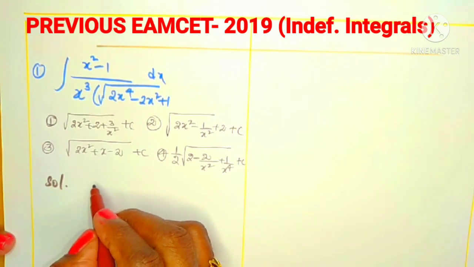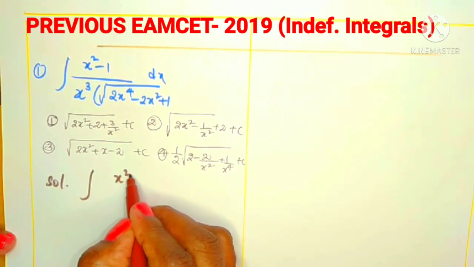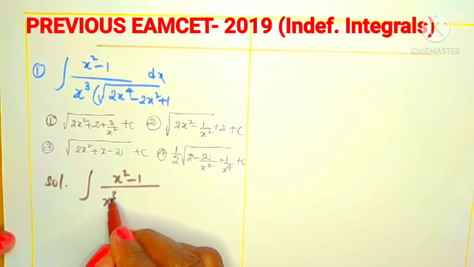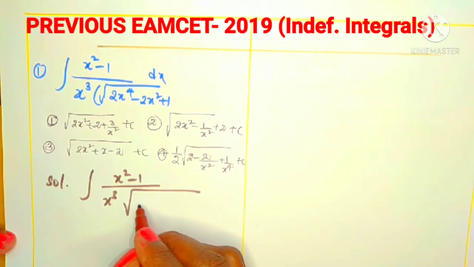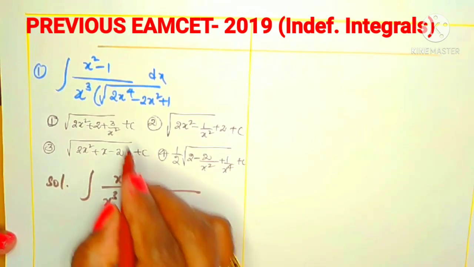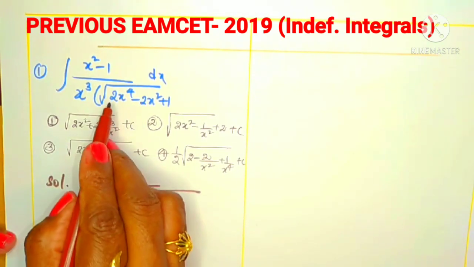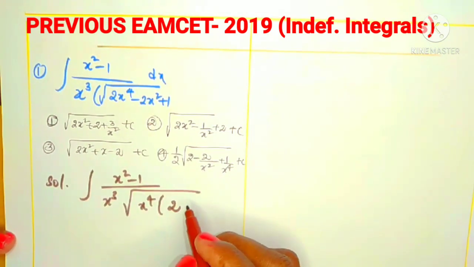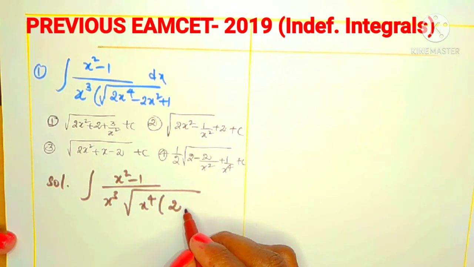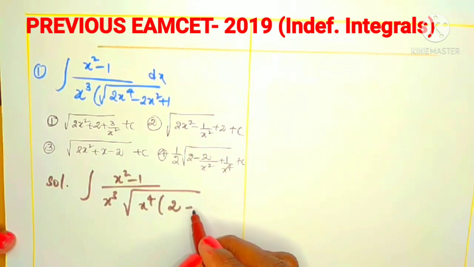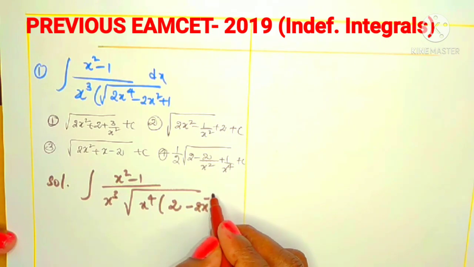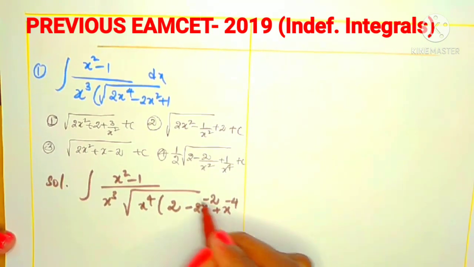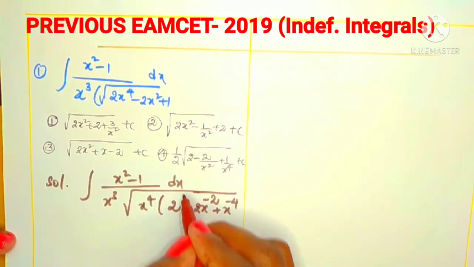For this solution, I'm simplifying. The numerator is x square minus 1, and the denominator is x cube. What I said, we can take x power 4 as common. So here what is left over? 2. By taking x power 4 as common, here 2 is left over. But here x square is there. X square by x power 4 becomes x power minus 2. Minus 2 already is there, so the power of x is minus 2. And plus 1, there is no x power 4, so the power of x must be x power minus 4. Is it clear? This is the simplification.